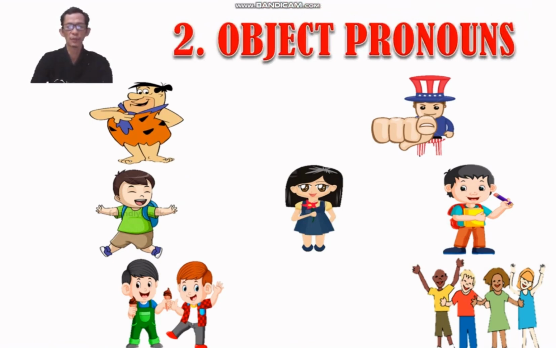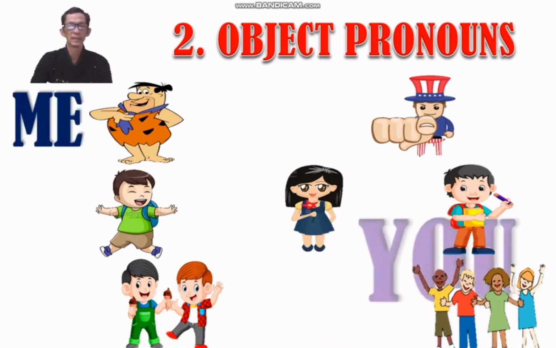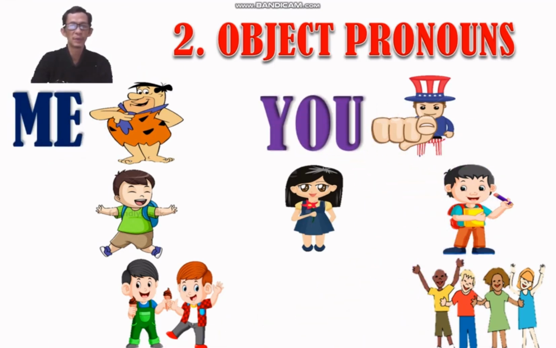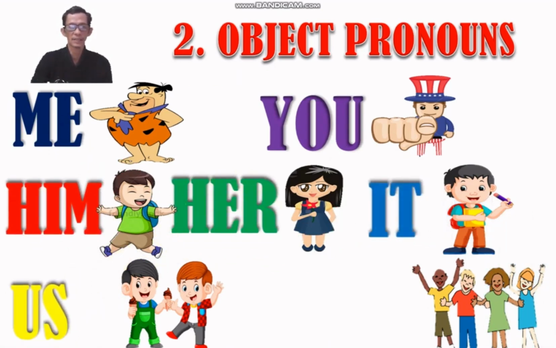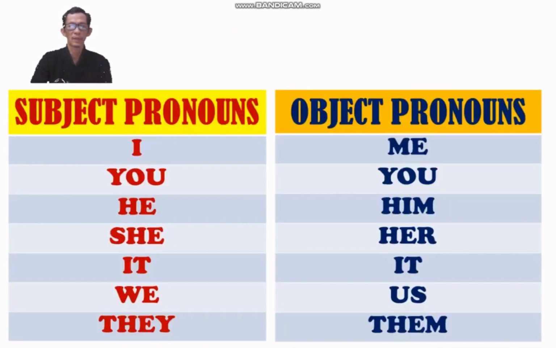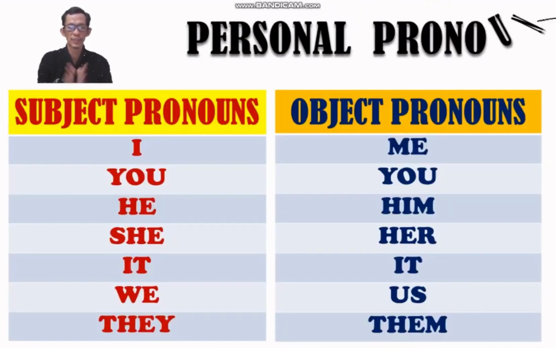Object pronouns consist of me, you, him, her, it, us, and them. Okay everyone, let's take a look.